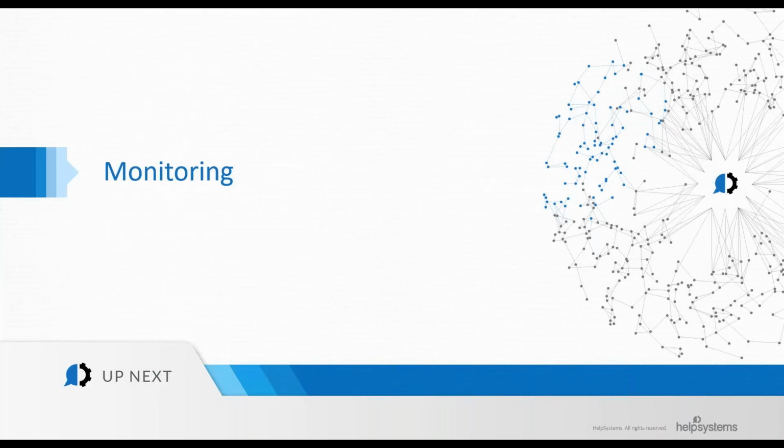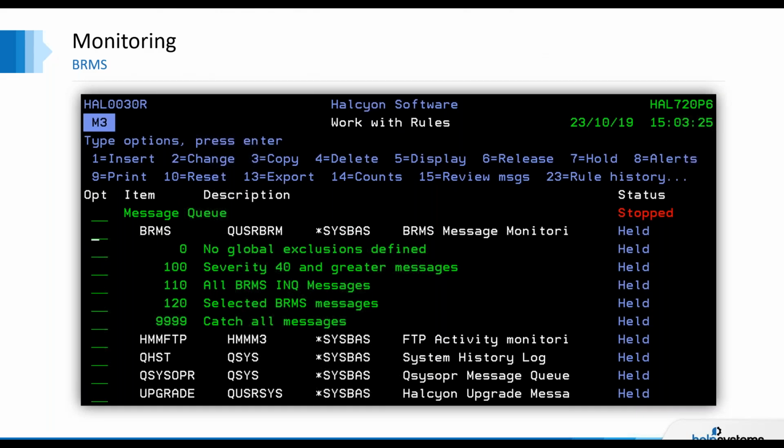Awesome. Let's pop over to monitoring. As I say, we've got quite a lot of content to get through here. BRMS, used in thousands of IBM i shops throughout the world. In Halcyon, we've been able to monitor BRMS for quite some years now, and we now support 7.4. There was a subtle change in the operating system, so we can now monitor BRMS in 7.4.